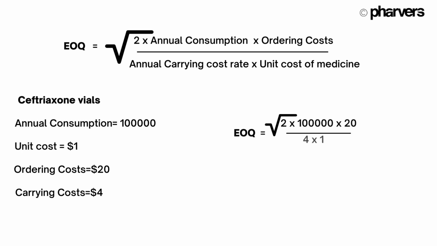This will be calculated as 2 multiplied by 100,000, then by $20, which is the ordering cost, then we divide this by 4 multiplied by 1 to give us an order quantity of 1,000 vials. Just like any model, the economic order quantity model has certain assumptions which may not necessarily be the reality in the pharmaceutical world.